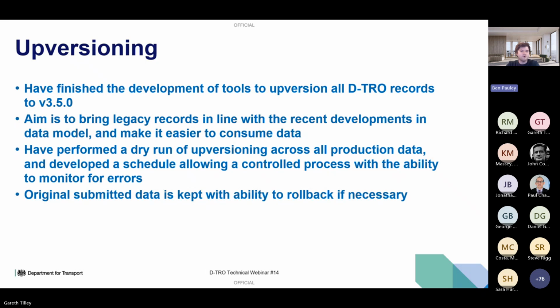Happy to report that we've performed a dry run of the upversioning exercise across all of the production data within our controlled development environment, which has allowed us to put together a schedule, work out exactly when we're going to do each of these things, and do it in a controlled manner so that we can keep an eye on any errors or anything that goes awry during the process. We don't want to just run it against everything in the production data all at once without having a mechanism for monitoring and seeing what's going wrong, if anything.